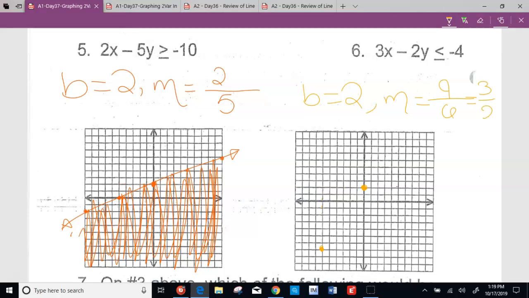3 over 2. So if I take any of these points, I can go up 3 over 2 and get the points that are in between. Up 3 over 2, up 3 over 2, and up 3 over 2. It's going to be a solid line, yes. Excellent. And then I am shading to the left up or to the right down? Left up. Does the line count as a solution? Yes, because it's solid.